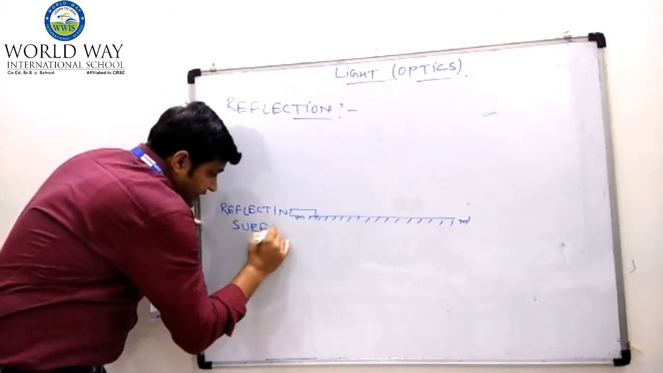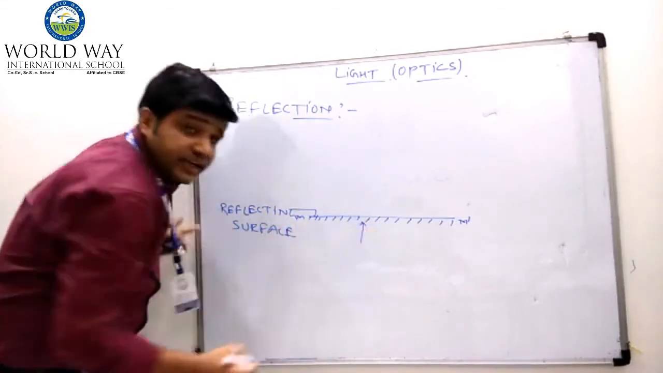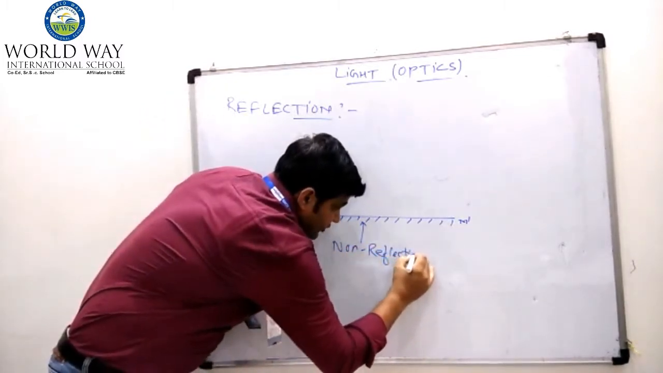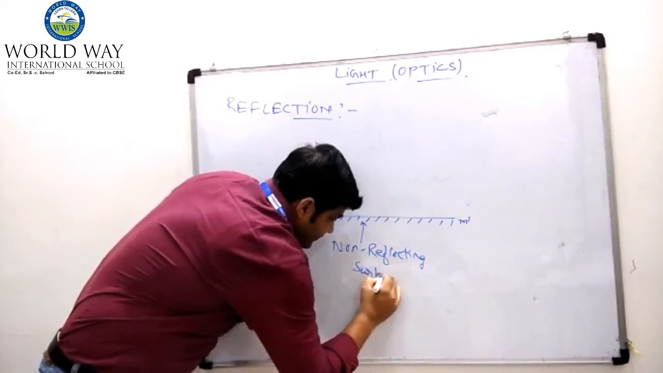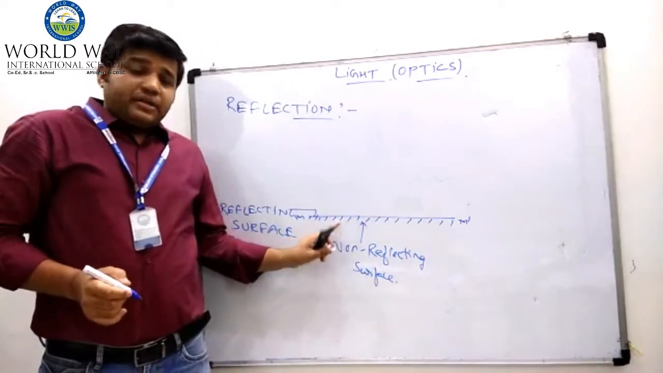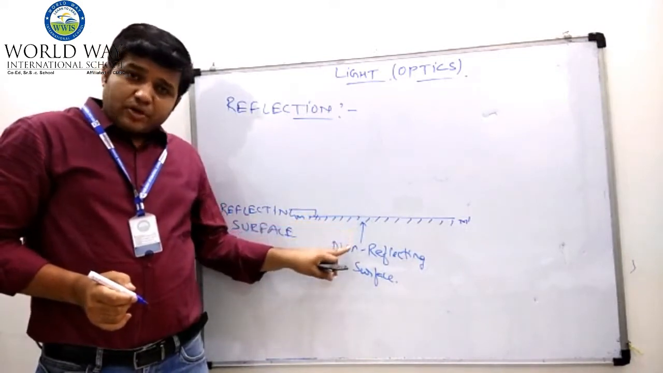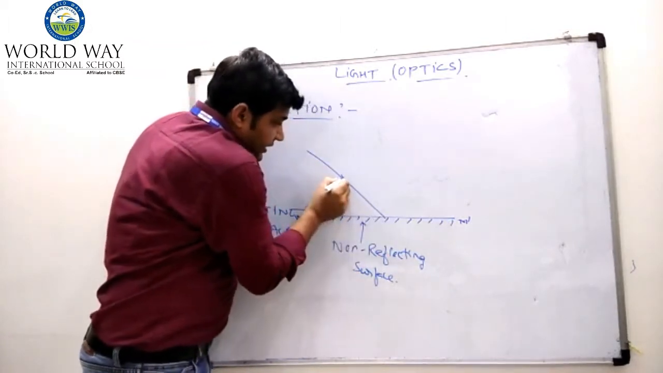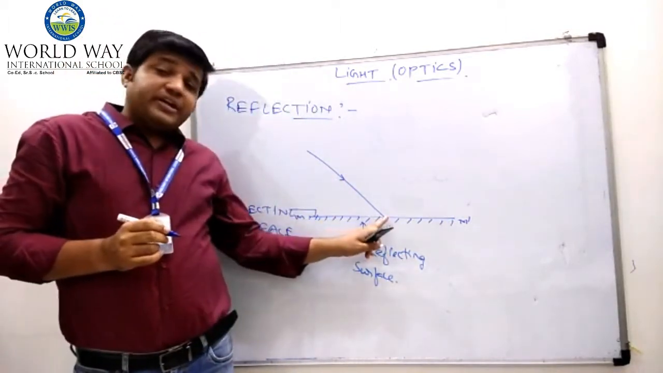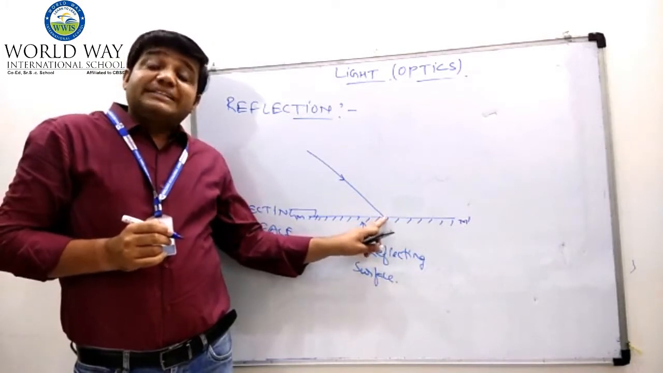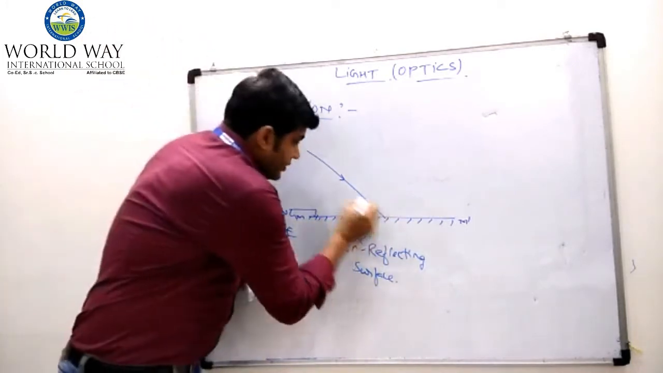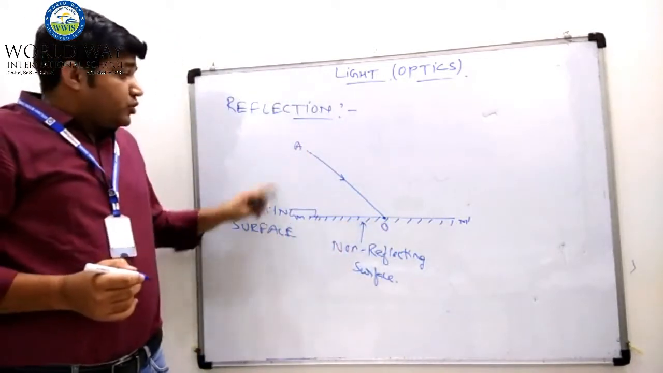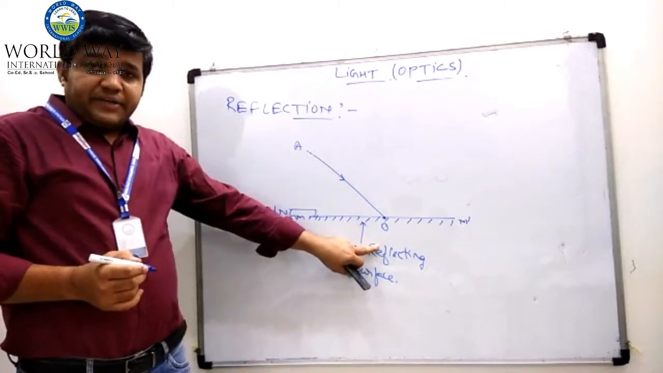Reflecting surface. And this is called the non-reflecting surface. This is a mirror, this one is the reflecting surface, this one is the non-reflecting surface. When any ray makes an angle and is incident on this surface, it is called the incident ray. This is point A, and this we consider as point O. So we can say AO is an incident ray.